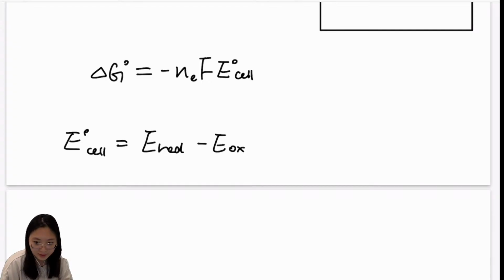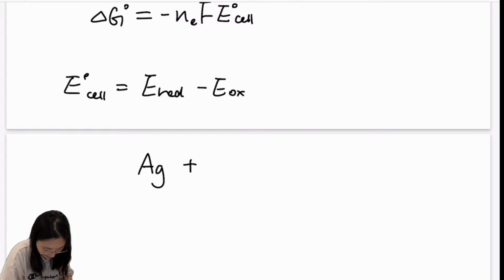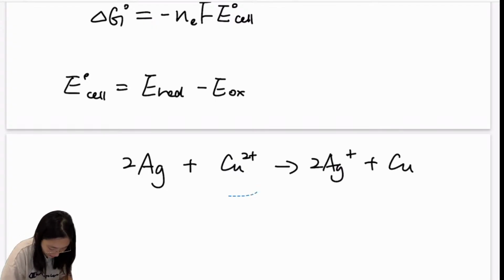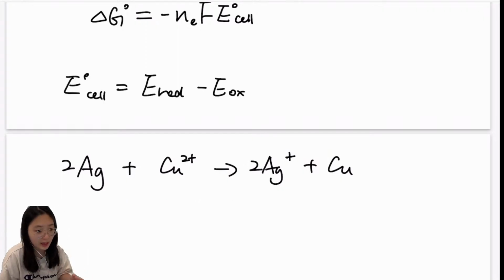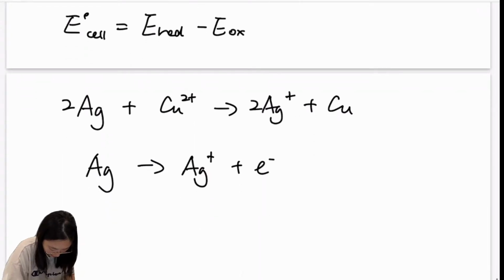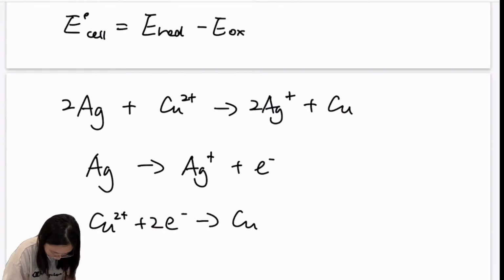So for example, let's say we have a redox reaction between silver and copper, okay? So let's say silver reacts with copper cation, and they form two silver cations and one copper atom. Then first off, I have to separate them into two half reactions. One is silver into silver cation to produce one electron, and the other one is copper cation gaining two electrons to form copper.